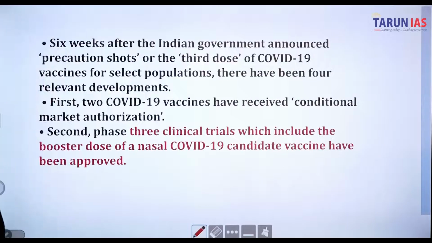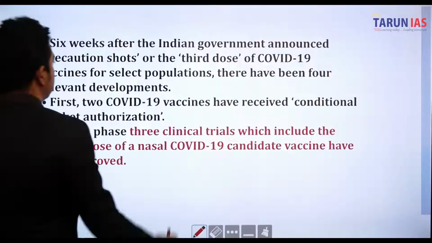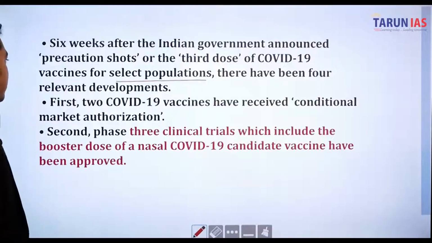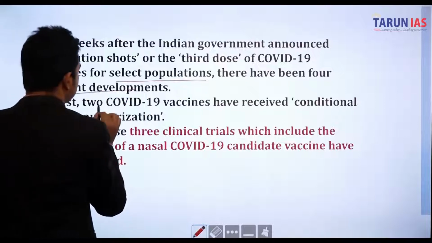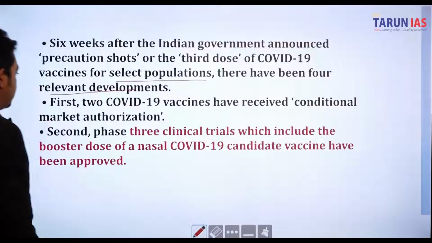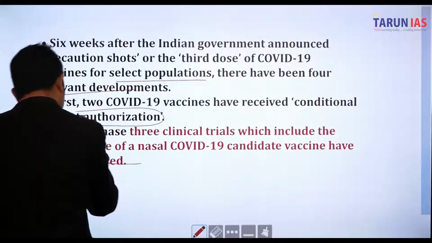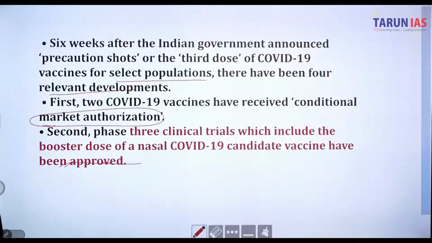Six weeks after the Indian government announced the precaution shot, the third dose of COVID-19 vaccines for selected populations, there have been four relevant developments. First, two COVID-19 vaccines have received conditional market authorization. What is the term used, market authorization? We will discuss it in this article. Second, phase 3 clinical trials which include the booster dose of a nasal COVID-19 candidate.